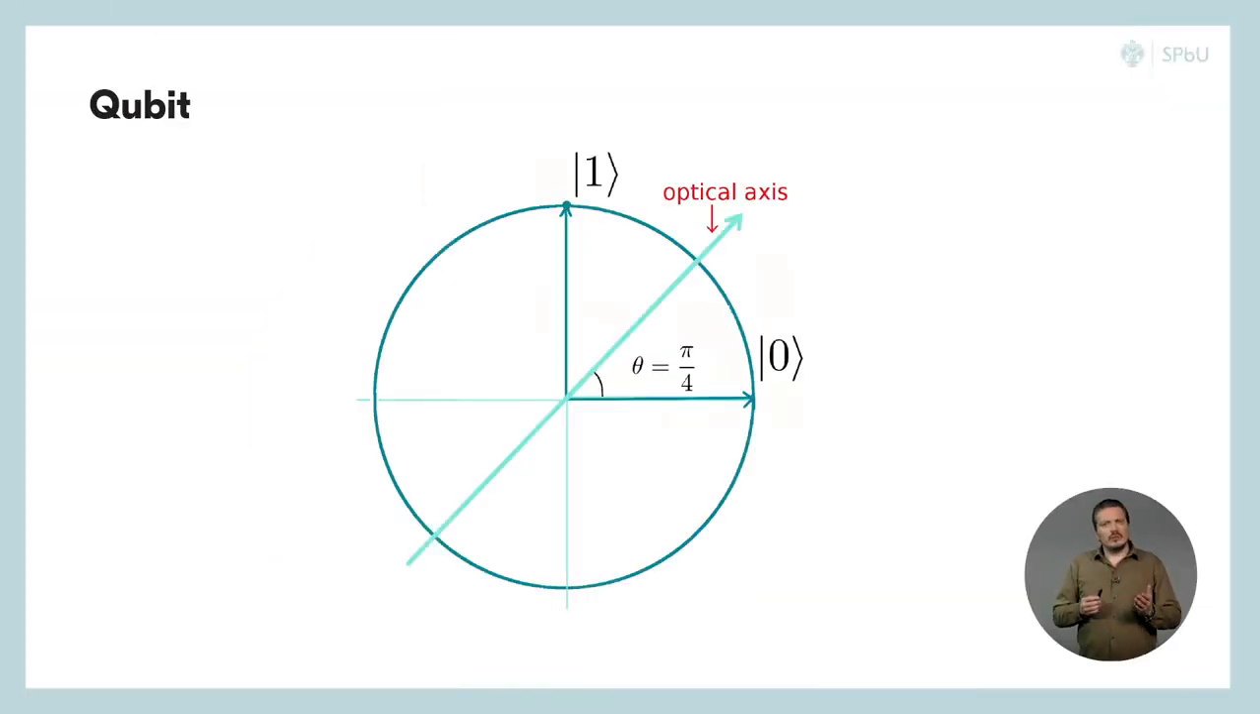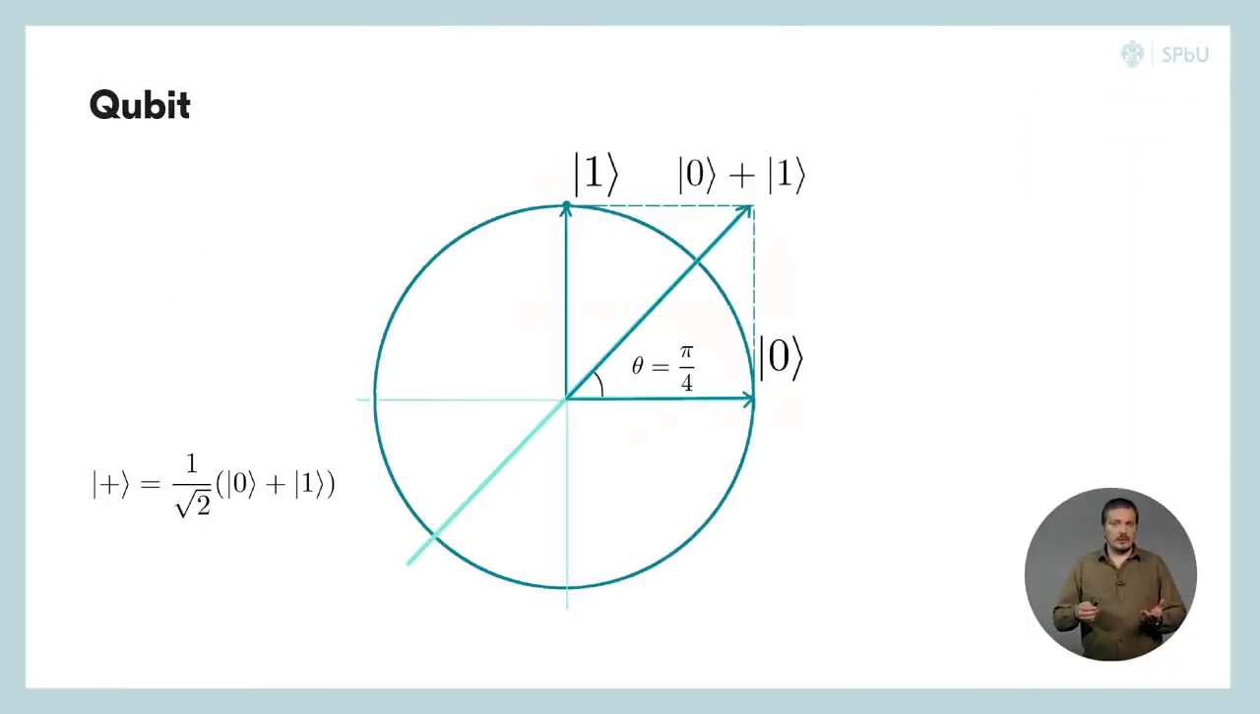Now, what if we rotate our polarizer by angle π/4, like this? Now the basis of our measurement is going to be completely different. The photons that pass through the polarizer with the probability 1 are now not horizontal nor vertical. In terms of our previously introduced basis, they will have the state |0⟩ + |1⟩.